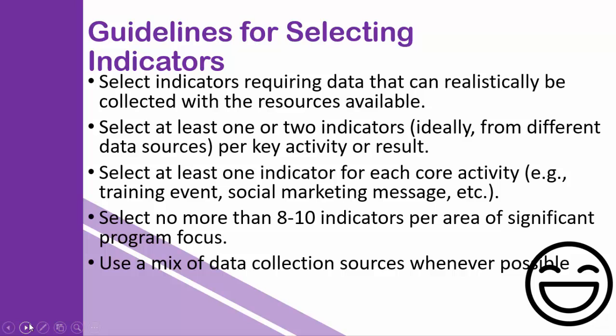Okay, so now you can select no more than 8 to 10 indicators per area of significant program focus. Okay, so what this is telling us is that you can go an extra mile depending on the focus area that you're trying to measure. So it's always good, if you're going to go that route, make sure you've actually outlined indicators that are going to add value to the understanding of whether there is progress or not.